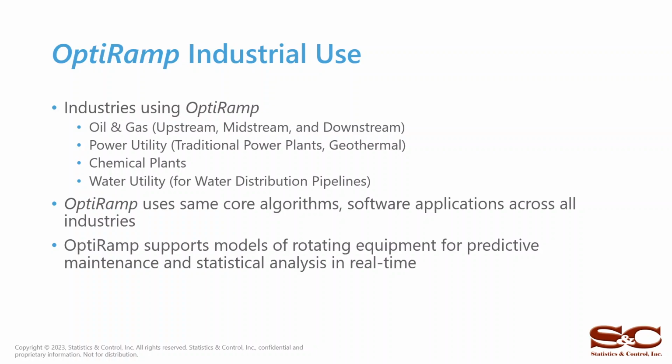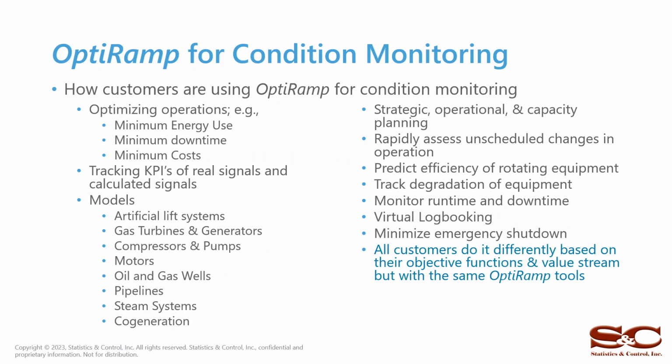And the whole purpose behind that is OptiRamp uses the same core algorithms and the same software applications across all industries. And we're able to support a lot of different models for rotating equipment for doing that predictive maintenance and statistical analysis in real time. So what people are using OptiRamp for condition monitoring for is they're looking at minimizing energy use, they're looking at minimum downtime for machines, and also trying to help save on costs. A lot of that's tied to minimum energy use. And the way that we do that is we're able to track KPIs of real signals and calculated signals.